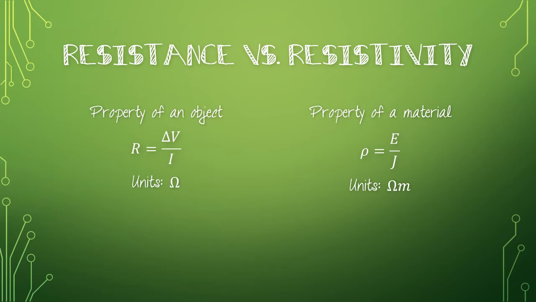The final difference here is the units. Resistance is measured in ohms. The symbol for ohms is the Greek letter omega, whereas resistivity is in ohm meters, or that Greek letter omega times meters. So you can deduce from those units for resistivity that there'll be some relationship between resistance and resistivity.